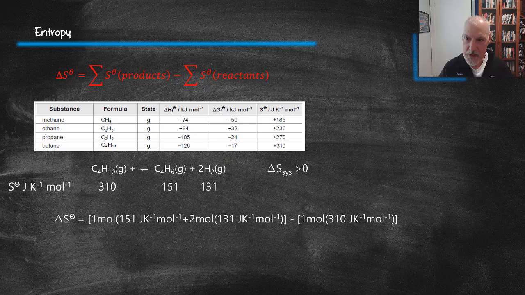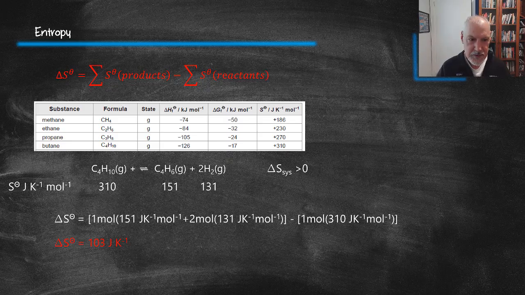Substitute them then into our equation, and we're multiplying each of the terms by the number of moles present. So I begin with my products, 1 times 151 and 2 times 131. That represents the entropy of my products. What about the entropy of my reactants? Well, I subtract it: the 1 mole of the butane at 310. In solving, I get the entropy is indeed positive as expected, and the units for entropy are joules per Kelvin.